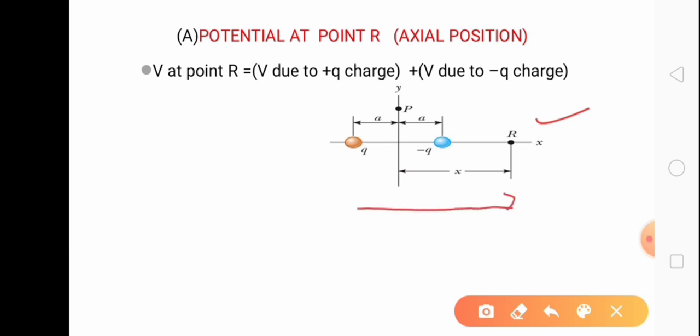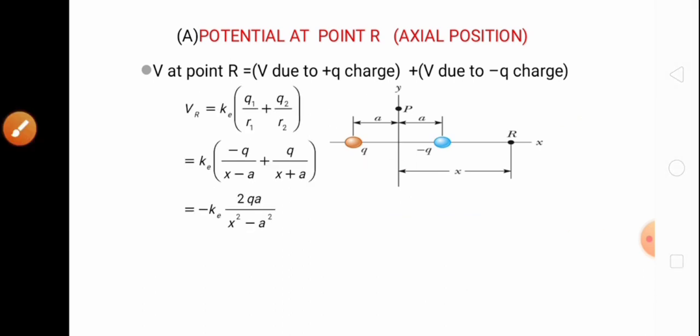R is at a distance x from the midpoint. The length of the dipole is 2a. This distance is equal to a. So, the distance from plus q charge is equal to x plus a. Similarly, the distance from minus q charge is equal to x minus a. So, separately, let's find the potential due to minus q charge and potential due to plus q charge and add them. Thus, V is equal to k times minus q by x minus a plus q by x plus a, and taking the LCM and solving it, it is minus k 2aq by x square minus a square.